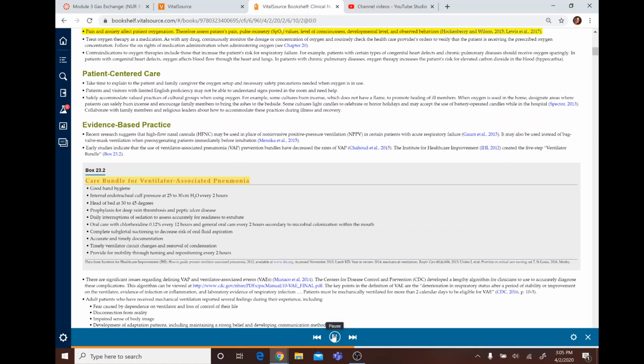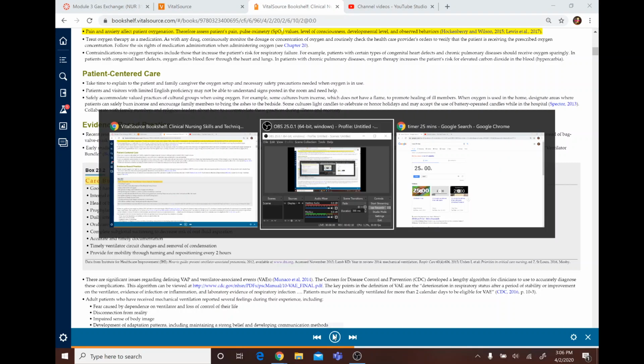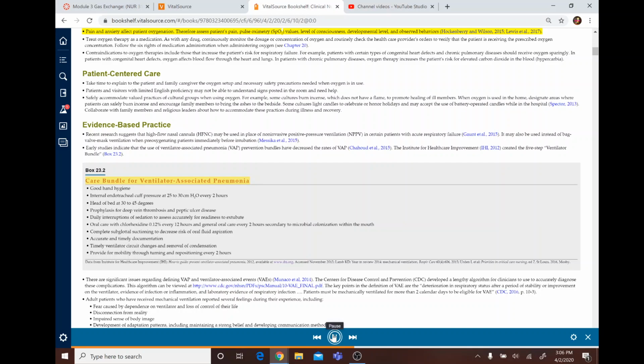Pain and anxiety affect patient oxygenation. Therefore assess the patient's pain, pulse oximetry, SpO2 values, level of consciousness, developmental level, and observed behaviors. Hockenberry and Wilson, 2015; Lewis et al., 2017.